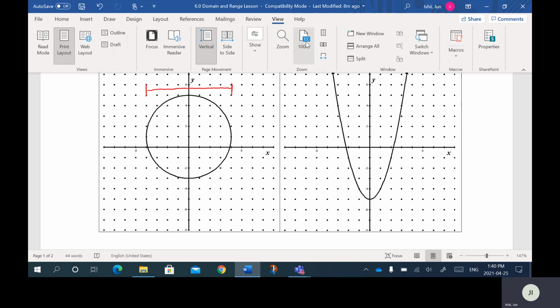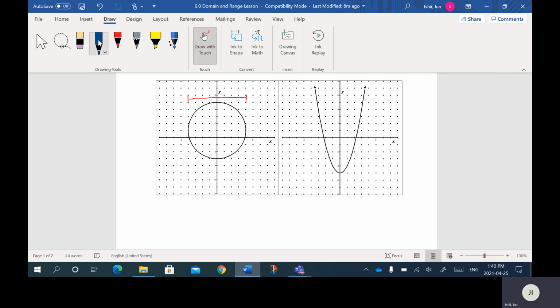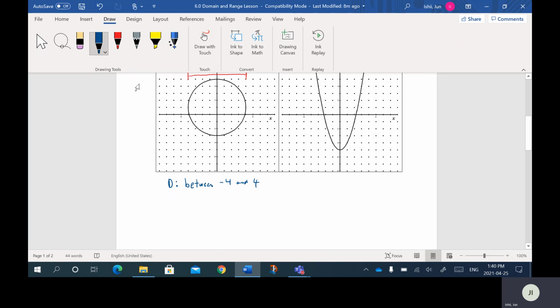let's zoom out a little bit here. For this first example, we would write the domain here. It's usually written as a D with a colon. If we were to write it out in words, we would say between -4 and +4.